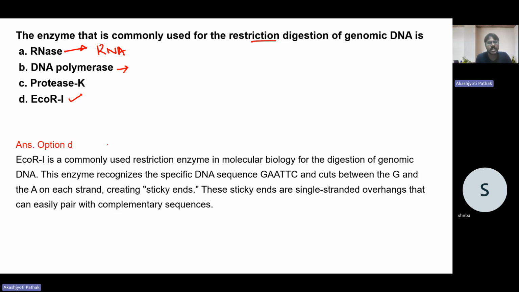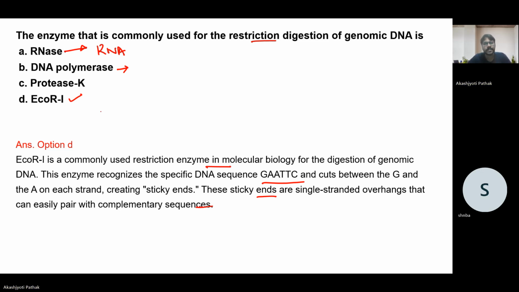EcoR1 is a commonly used restriction enzyme in molecular biology, and it is used for digestion of genomic DNA. This enzyme recognizes the specific DNA sequence GAATTC and cuts between the G and A on each strand, creating sticky ends. These sticky ends are single-stranded overhangs that can easily pair with complementary sequences. So for restriction digestion of genomic DNA, you require a restriction enzyme, isn't it? The only restriction enzyme present in the options is EcoR1. So option D is correct.